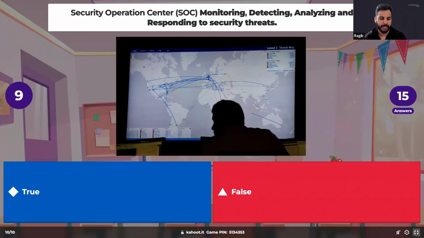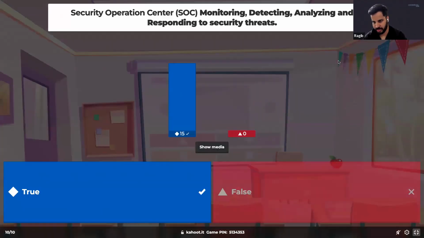Okay, so the answer is true, right? We looked at it already. It's the cycle we talked about: monitor, detect, analyze, and respond, and it goes in a cycle. So let's see our winners.